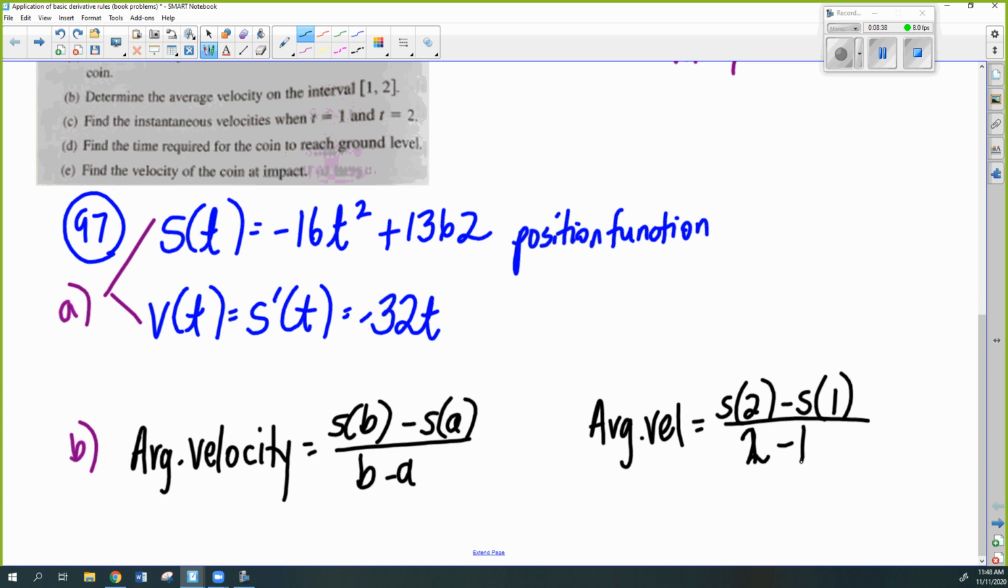Now, how am I going to find s of 2 and s of 1? I'm going to plug it into my s of t function. So take a minute and do that math. You can use a calculator, I don't care.